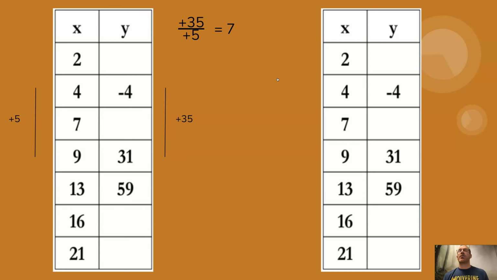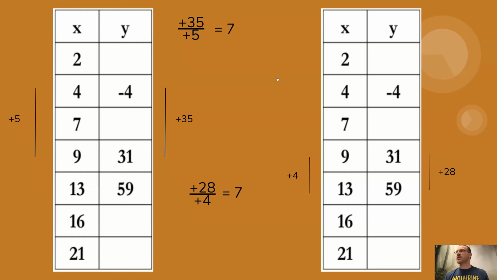So we have to look at another pair of points, another piece of information to compare to 35 to 5. So I'm going to look at 9 to 13. When I go from 9 to 13, I go up by 4. And then when I go from 31 to 59, I go up by 28. So now let's look at that ratio. I have 28 to 4, and 28 to 4 is also 7. So what we see is that we do have a constant rate of change.